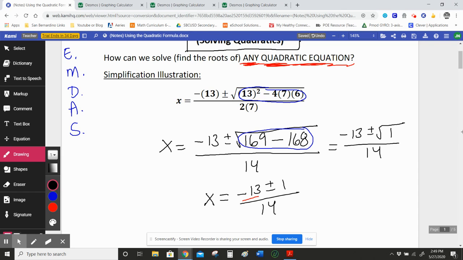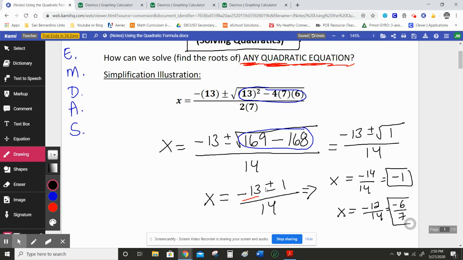So when I do that, I'm going to have two answers. The first answer is going to be x is equal to negative 14 divided by 14, which is going to give me a negative 1. So that's one of my roots, one of my solutions. The other solution would be negative 13 plus 1 divided by 14, which is going to give me negative 12 divided by 14. And if we simplify that, that's going to give me a total of negative 6 over 7.